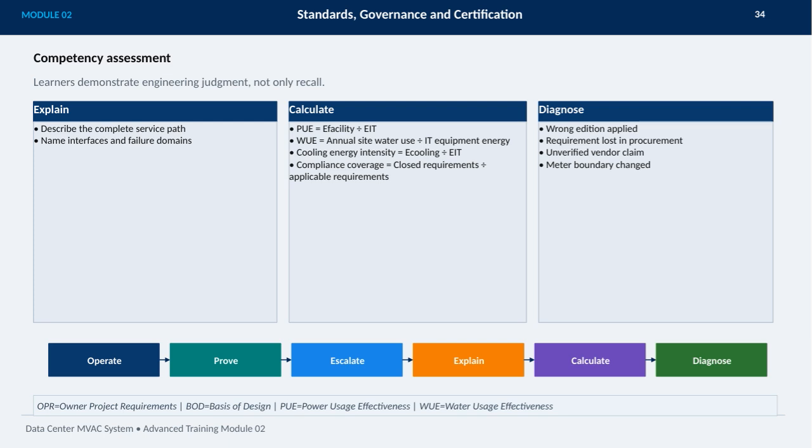You should also be capable of diagnosing common issues, such as applying the wrong edition of a standard, losing requirements during procurement, unverified vendor claims, or changes in meter boundaries. Additionally, you must be able to operate systems effectively, prove compliance, and know when to escalate issues. These competencies are essential to managing data center MVAC systems and ensuring they meet standards, governance, and certification requirements successfully.